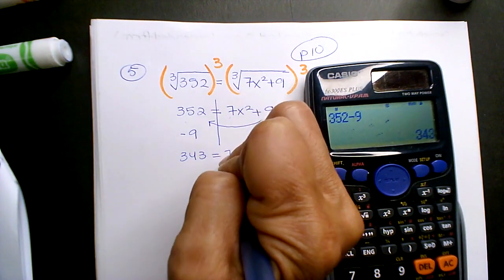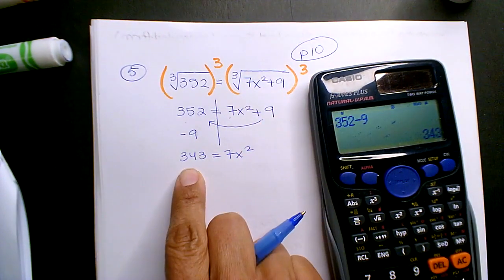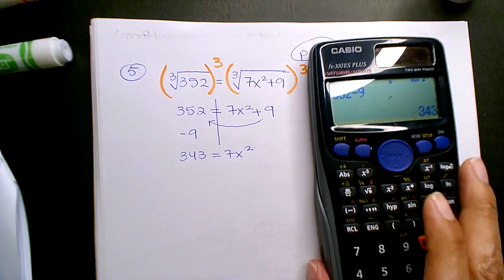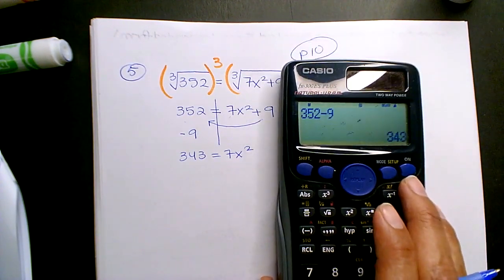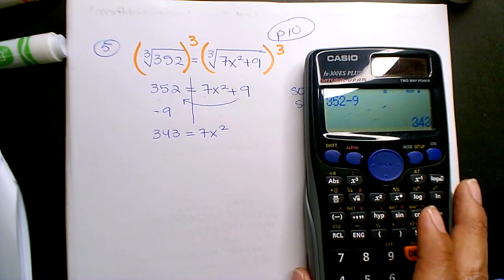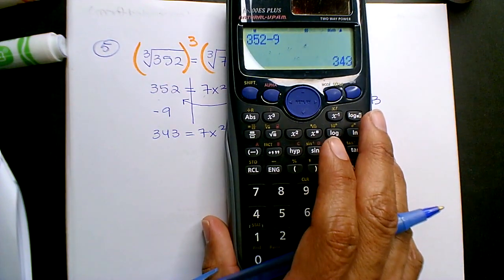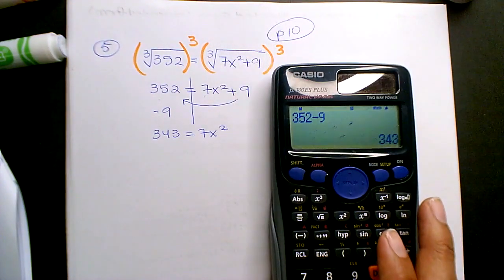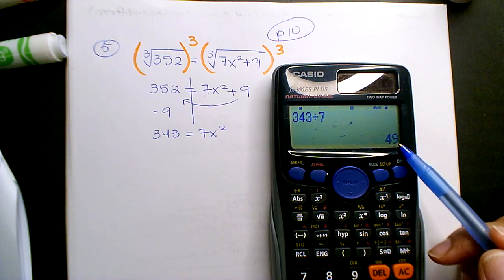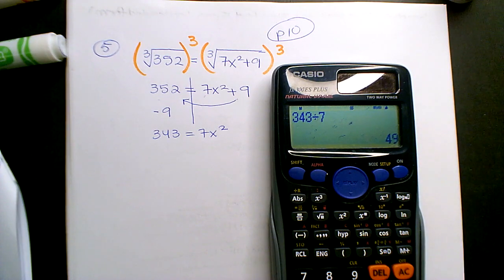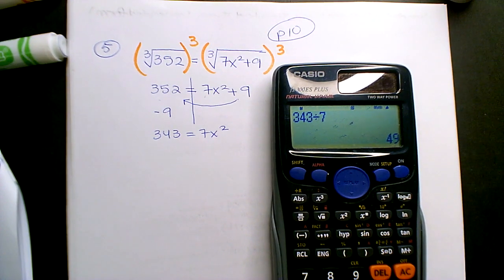343 is equal to 7x squared. And I already know 343 is divisible by 7. Okay, so 343 is divisible by 7, it's 49. 343 is 7 cubed. That's why I can't remember certain numbers.